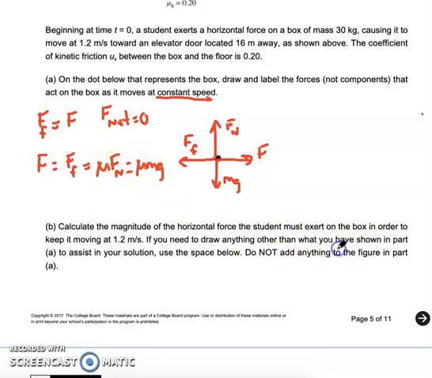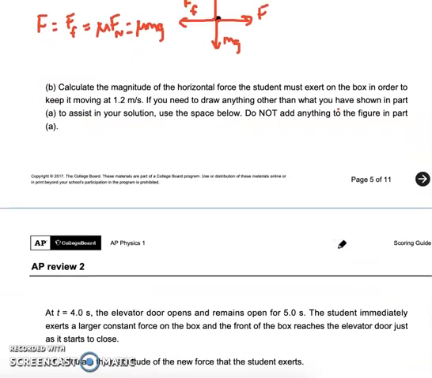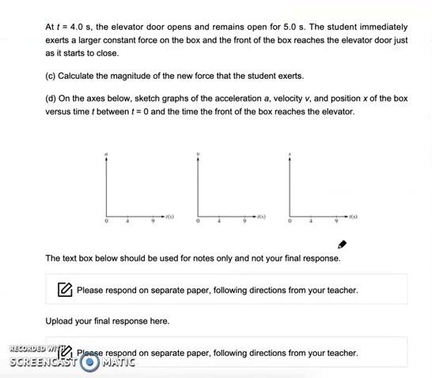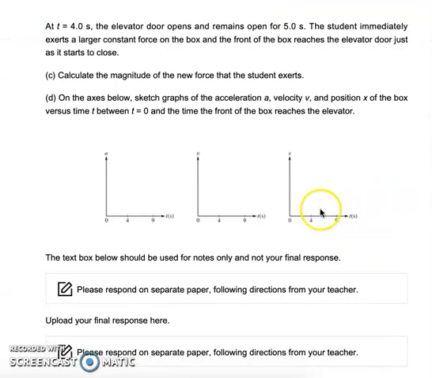All right, moving on. Now things get a little bit more involved. All right, so part C. At time 4, the elevator opens and remains open for 5 seconds. So in other words, we have 5 seconds to get that box in the elevator before it closes. So you've got to read that carefully to understand that. Calculate the magnitude of the new force the student exerts. Okay, so that might not seem obvious what we have to do right away.